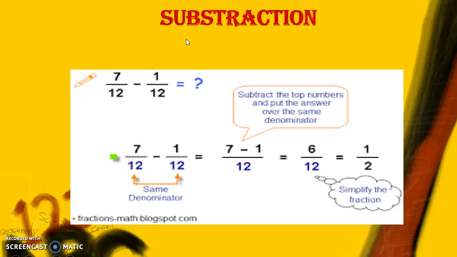Second is fraction subtraction. There are also 3 steps of fraction subtraction. First step, make sure the bottom numbers, the denominators, are the same. Step 2, subtract the top numbers, the numerators, and put the answer over the denominator. And step 3 is simplifying the fraction if needed.